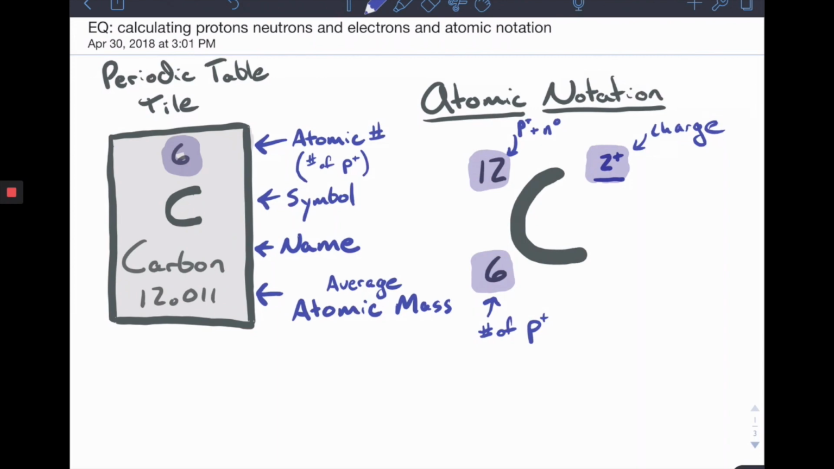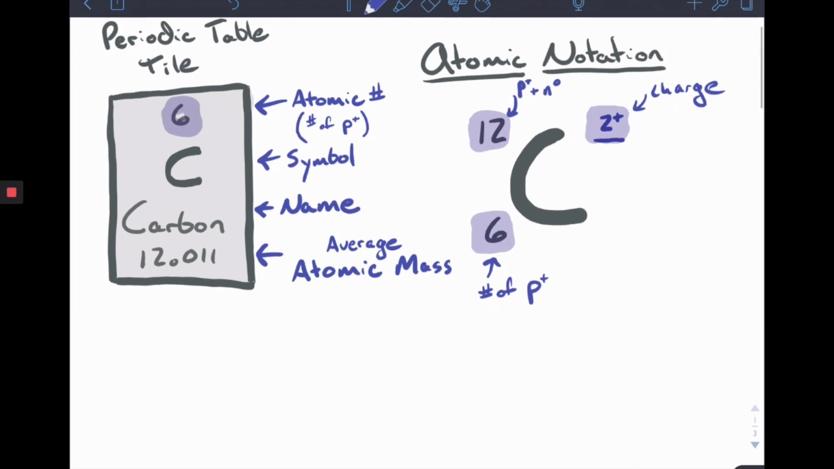Okay, so how is this useful to us? This is supposed to be how to calculate protons, neutrons, and electrons. The first parts are pretty easy. To figure out the number of protons, and therefore the number of electrons, usually all you have to do is look at the atomic number, and that tells you what it is. For a normal atom, it's going to be neutral, so the protons and the electrons are equal.